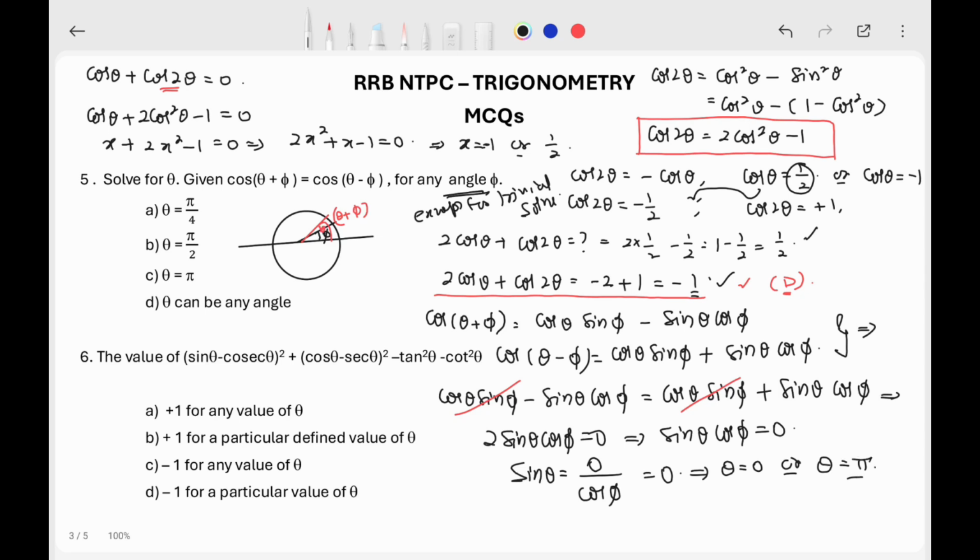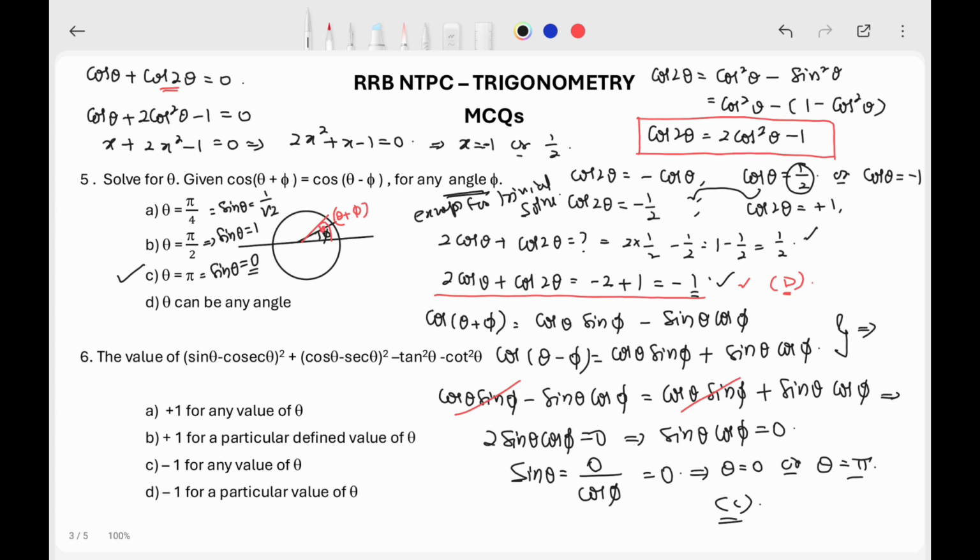Then theta pi by 4, it's not correct. Theta pi by 2, it's not correct. Here sin theta value will be 1 by root 2. Here sin theta we should get 0. Here sin theta is equal to 1. Here sin theta is equal to 0. That means the answer is C. You see, you have to think and answer the questions. You cannot just answer the questions like that. You have to think and answer.